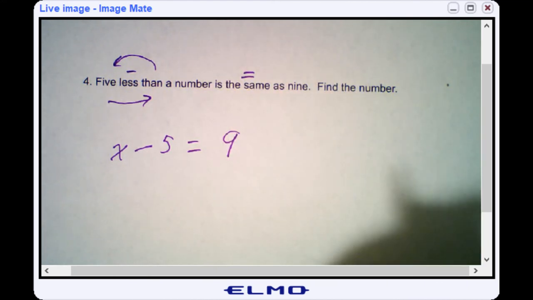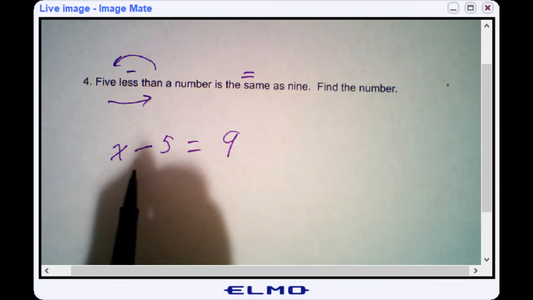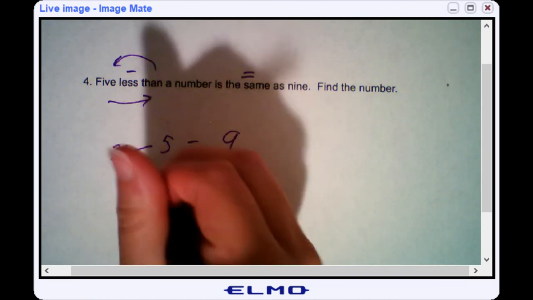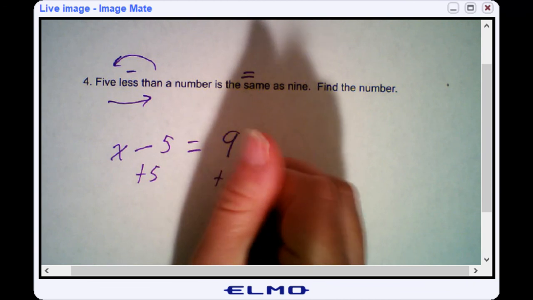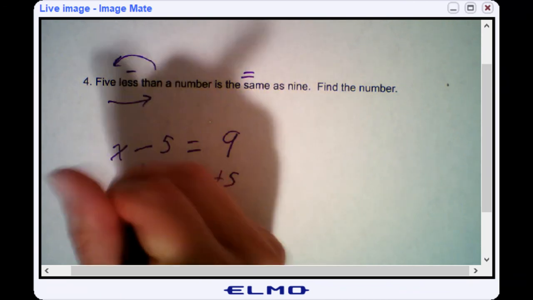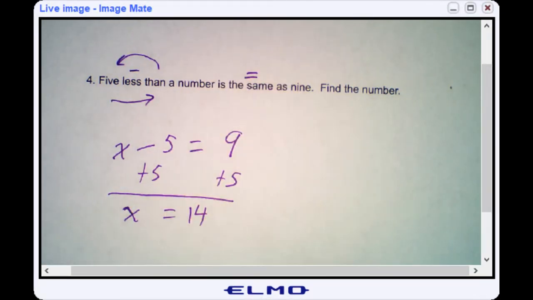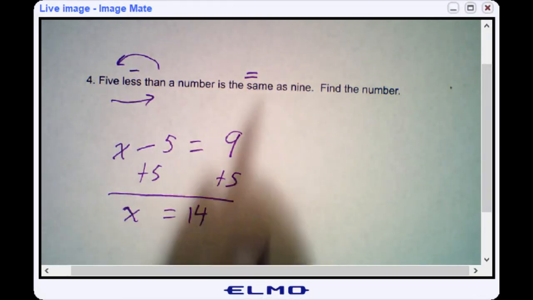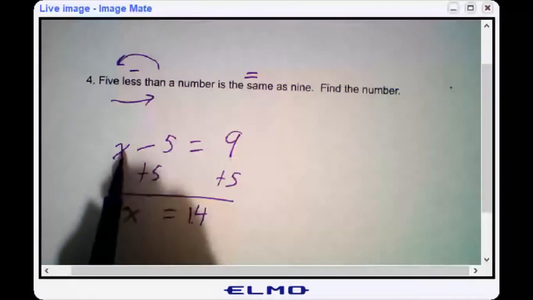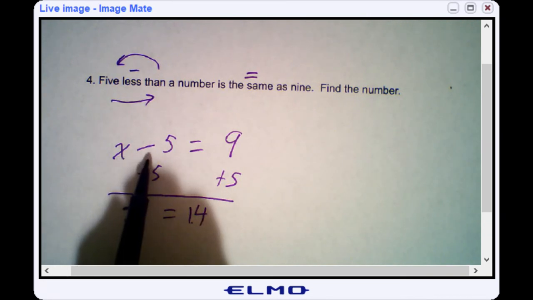Now it says find the number. So right now we're subtracting. Opposite of subtraction is addition. So we're going to add 5 to both sides. So we're going to get x equals 14. And we can check this by plugging this back in. So if I take 14, I can say 14 minus 5, does that equal 9? Yes, it does.